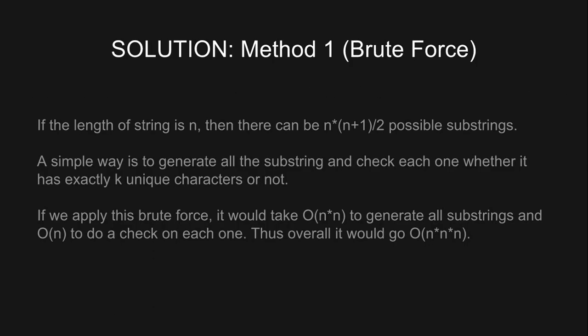Now let's have a look at the solution. First method is the brute force method. If the length of the string is n, then there can be n into n plus 1 by 2 possible substrings. A simple way is to generate all the substrings and check each one whether it has exactly k unique characters or not. If we apply this brute force method, it would take order n into n to generate all the substrings and order n to do a check on each one. Thus overall it would go order n into n into n.